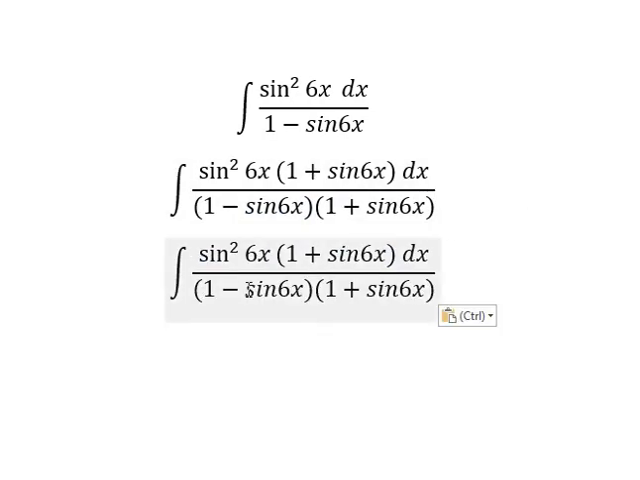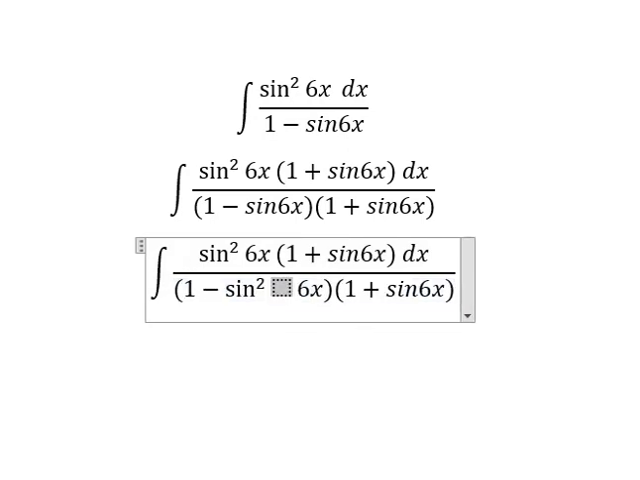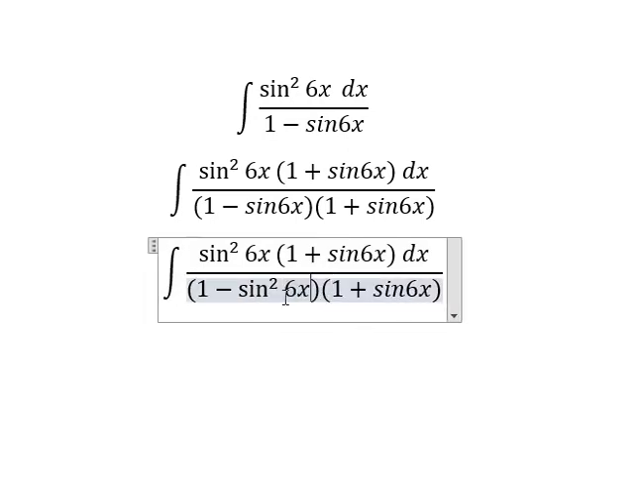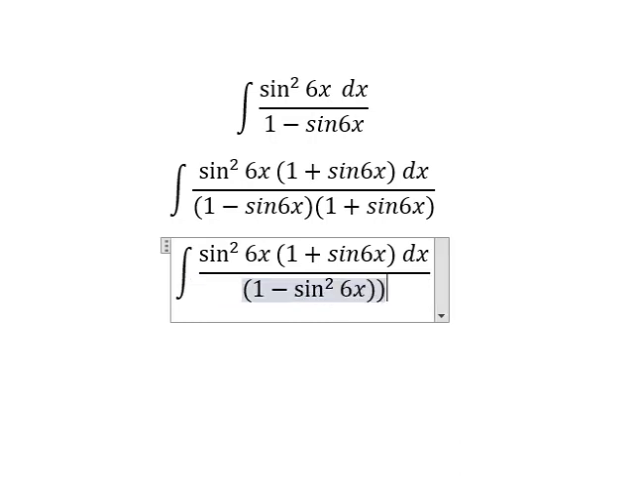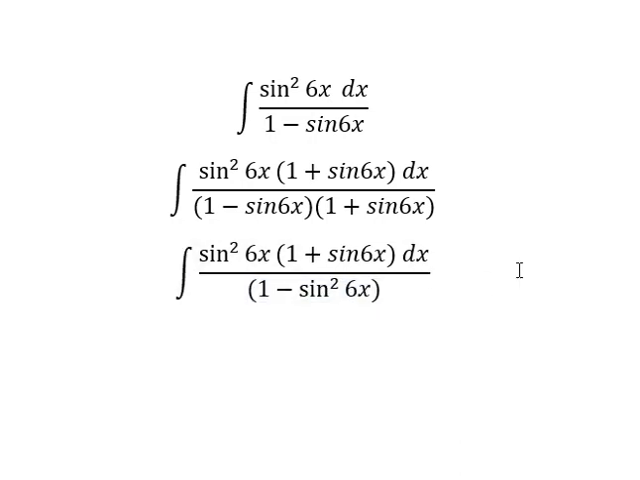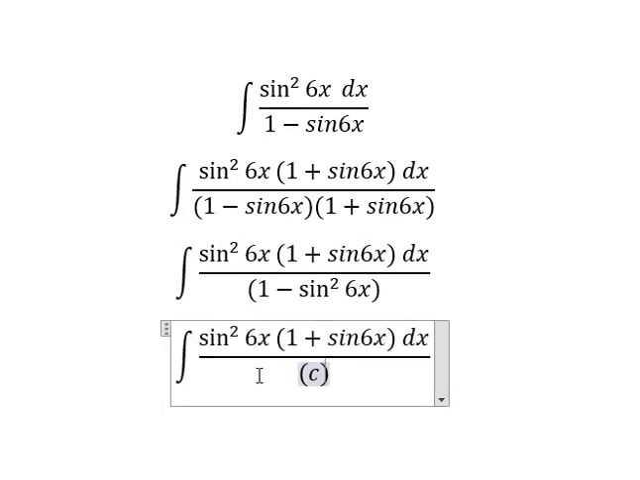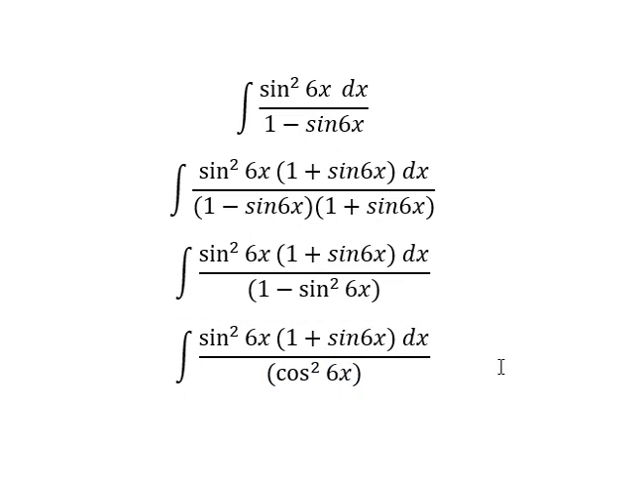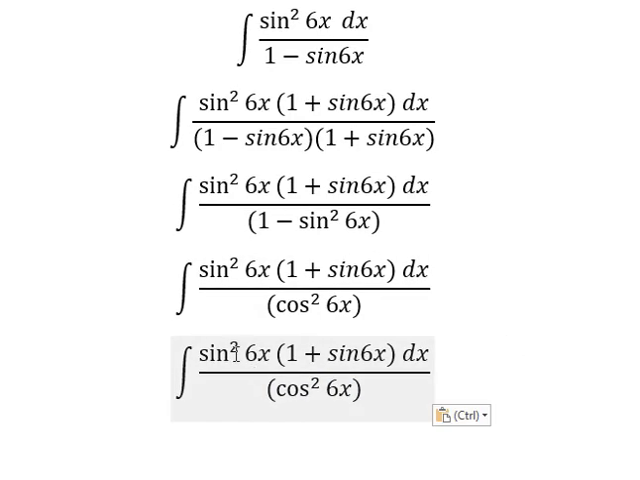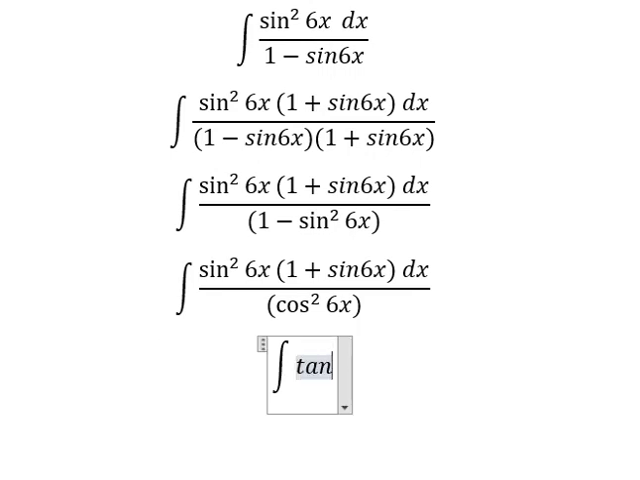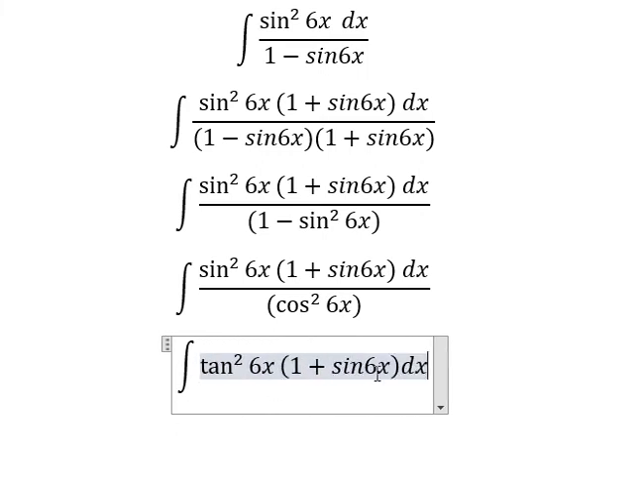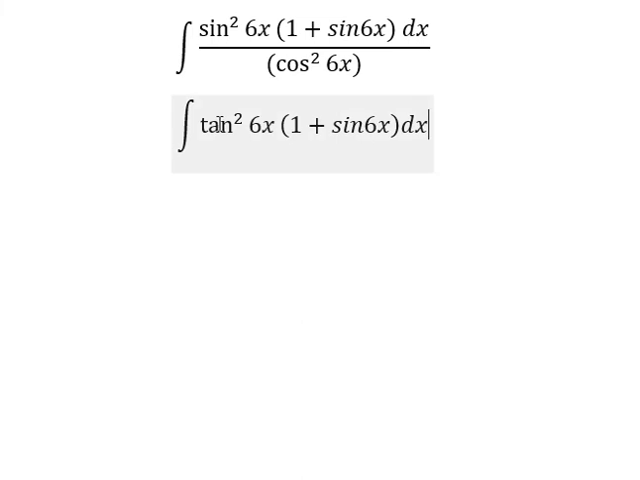So this one you got about 1 minus sine 6x squared. This one, 1 minus sine 6x squared, you got about cosine 6x squared. Sine 6x divided by cosine 6x, you got about tan. So we have tan 6x squared multiplied by number 1 and sine 6x.